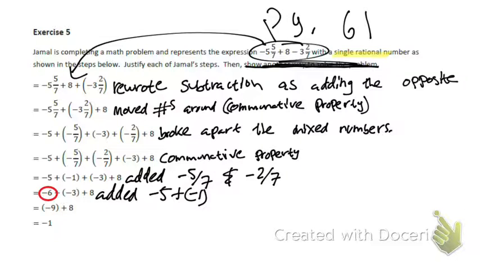And lastly, where'd the negative 9 come from? He added the negative 6 and the negative 3. And then lastly, or just say add it.